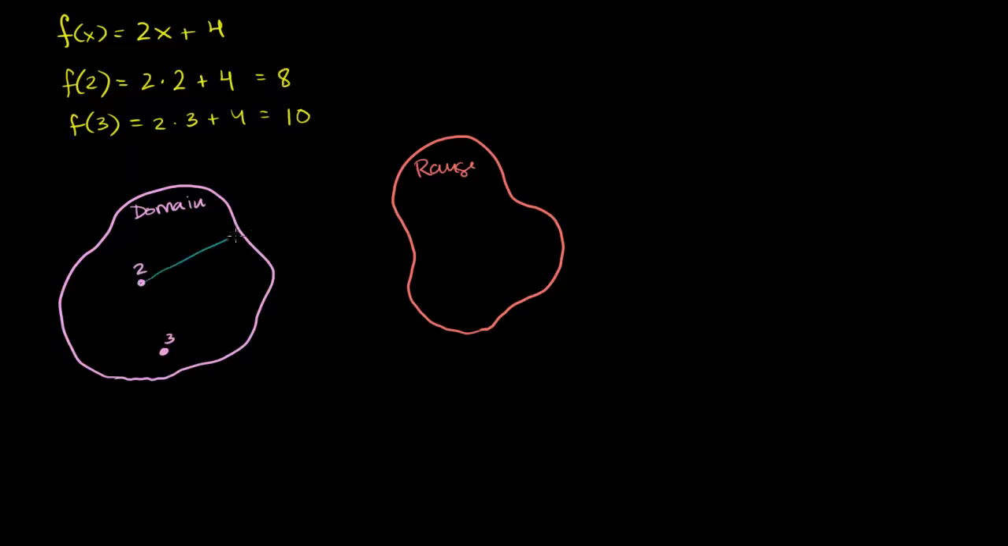So we're going from 2 to the number 8 right there. And it's being done by the function. The function is doing that mapping. That function is mapping us from 2 to 8. This right here, that is equal to f of 2. Same idea. You start with 3. 3 is being mapped by the function to 10. It's creating an association. The function is mapping us from 3 to 10.